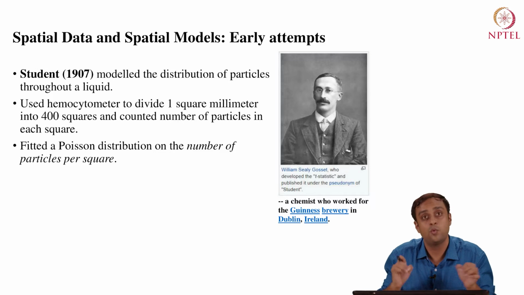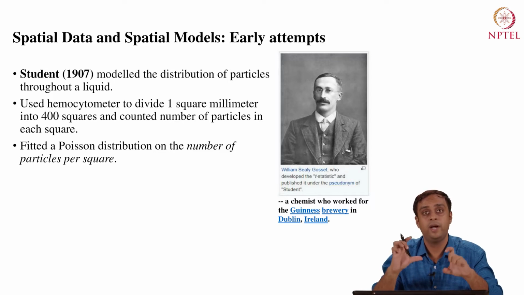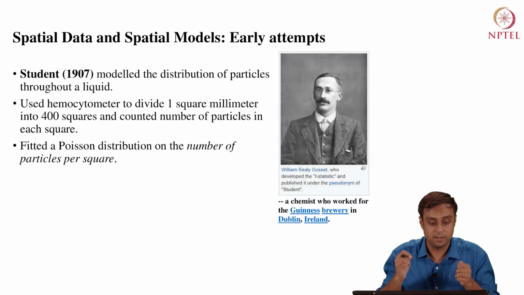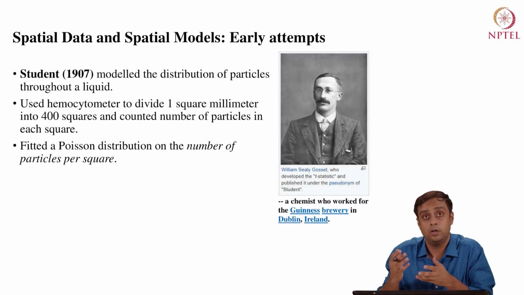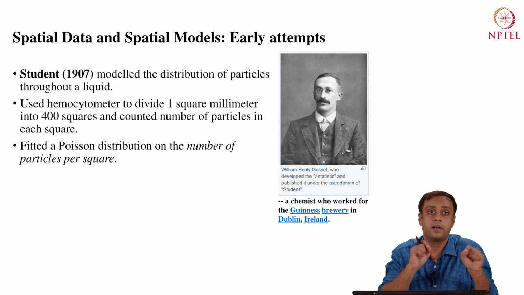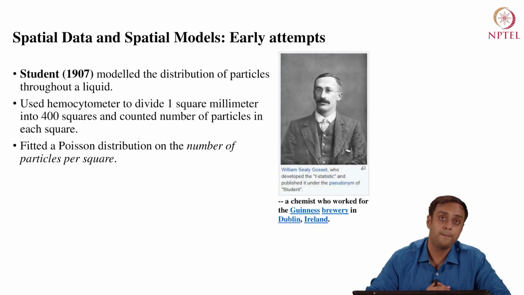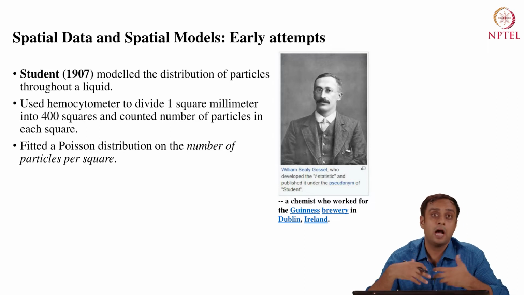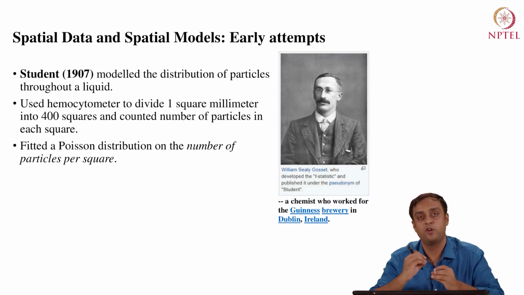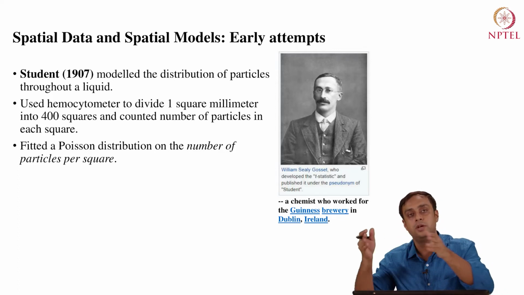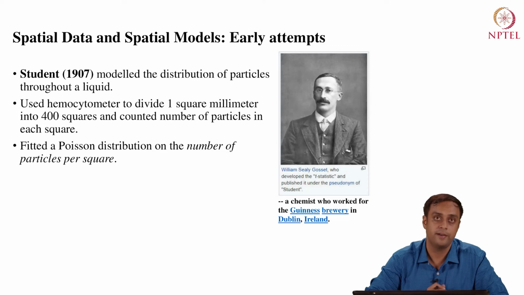So he basically took a flask of liquid, took a cross section of 1 millimeter squared, divided it into grids, 400 cells of equal sizes, and started counting the number of particles in each square. So what you have is a count variable. You have a count of the number of particles in square 1, square 2, square 3, square 4, and so on, in 400 squares.